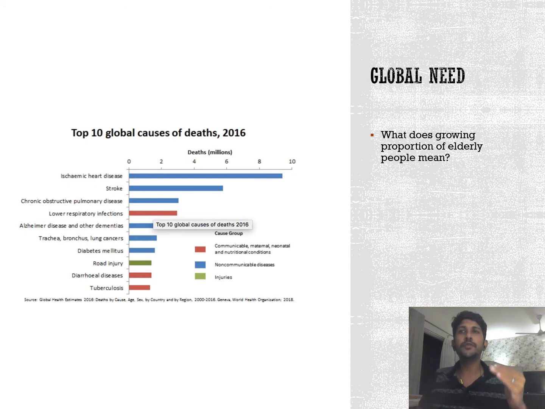And then the road injuries, they come way down in the causes of death. So the emergencies and road traffic accidents, they come lower down. So the majority of conditions that lead to death need palliative care at some point, beyond some point over the course of these illnesses.